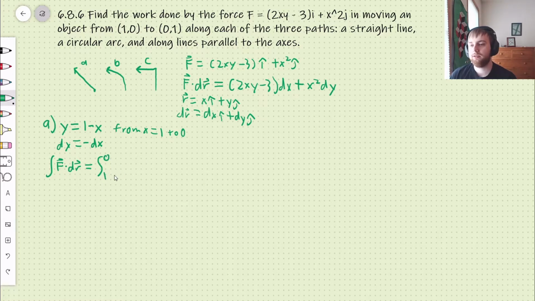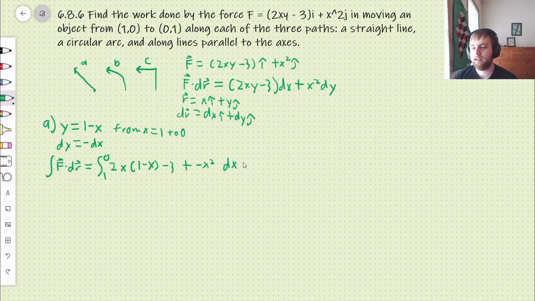From 1 to 0 of, and we're going to substitute so everything's in terms of x. So 2x times (1 minus x) minus 3. We'll take care of the dx in a little bit. Plus x squared, and this is a negative dx actually, so negative x squared, and then this whole thing is multiplied by dx, but the integral kind of takes care of that part for us.